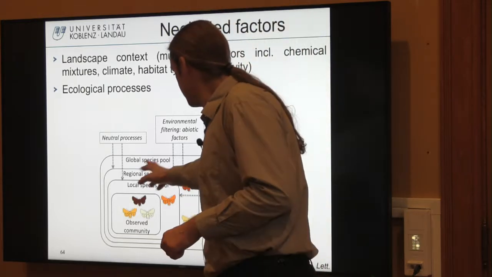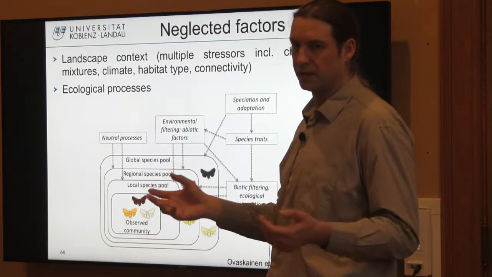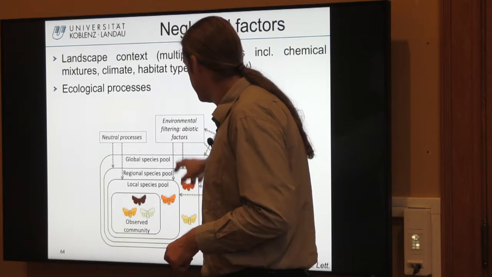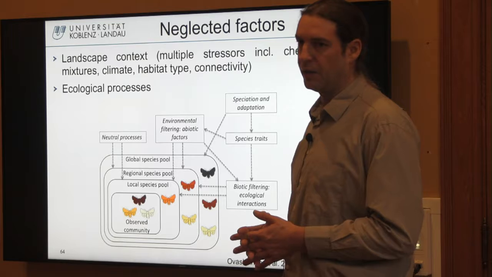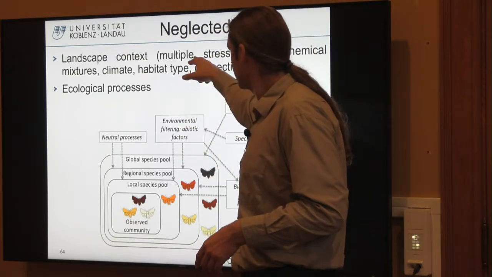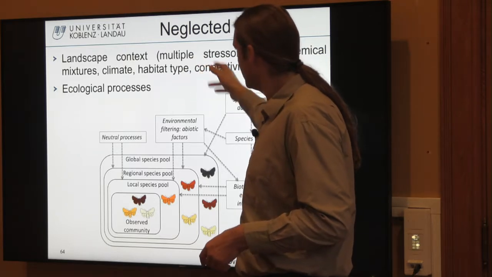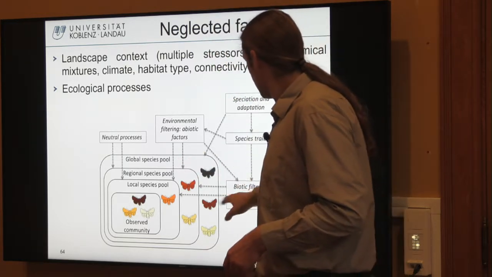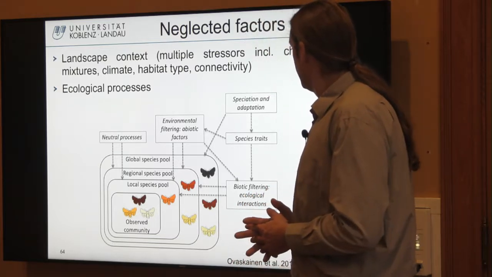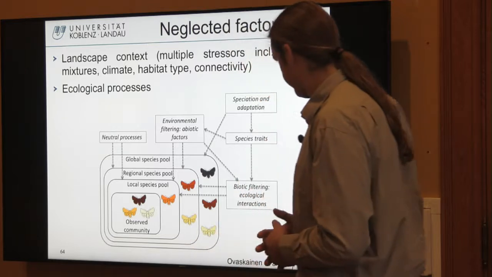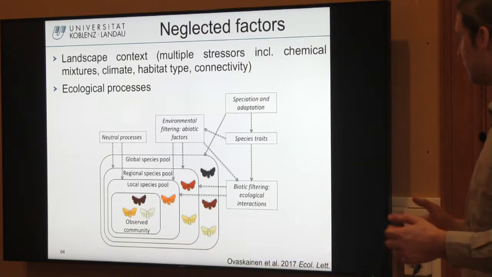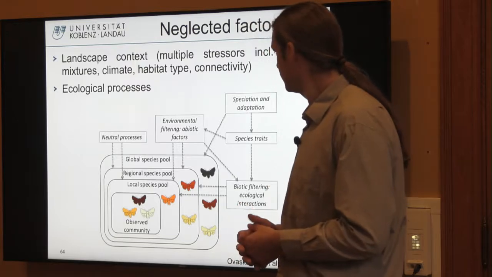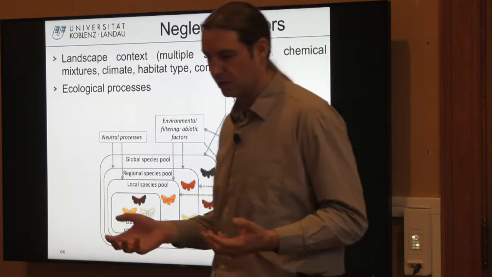When we look at the processes that drive the species pool, so we are thinking here about biodiversity, what is the species pool that we have, then environmental filtering is one aspect. Now here we are not even considering all environmental filters. Just what we mentioned before, multiple stressors and chemical mixtures are not completely considered. But we are also more or less ignoring ecological interactions, and dispersal is not considered in these models. Partly stochasticity is also not considered, and these drive the community responses.